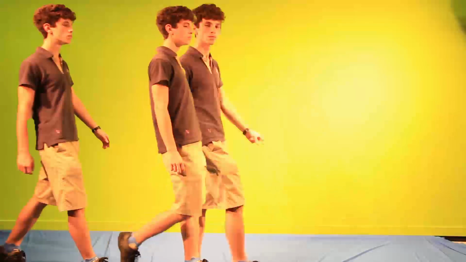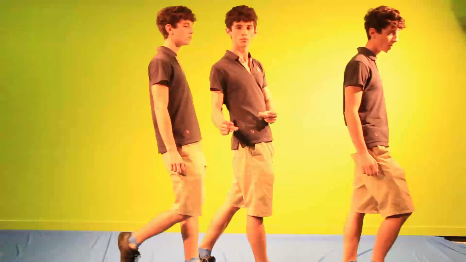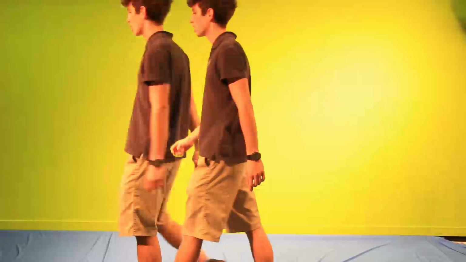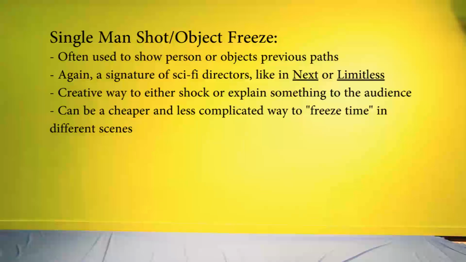This next example is called staggered freeze frame or object freeze. As you can see in this example, my body is displacing every couple seconds and staying on screen. And so this is a great example of a science fictionized freeze frame where only one object in the screen is frozen. And it is often used to show a person or object's previous path, and it can be a creative way to either shock or explain something to the audience. It's been used in Next and Limitless, and it's a cheap way to freeze time.